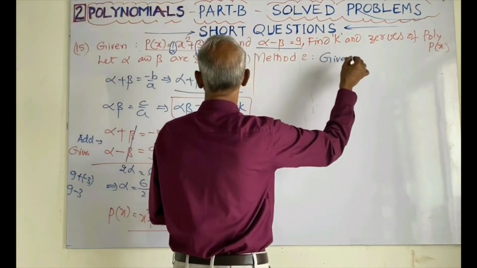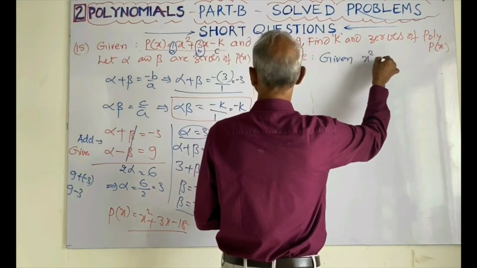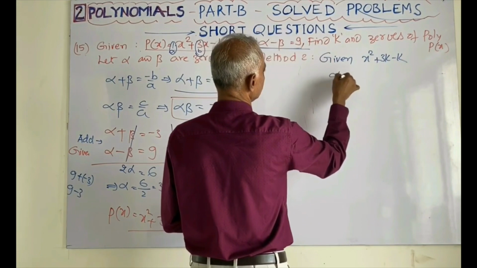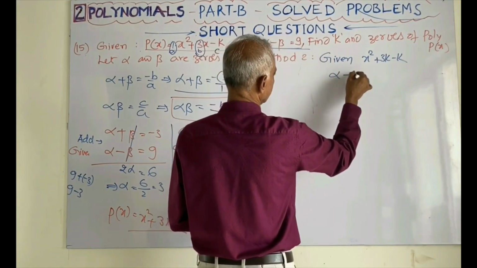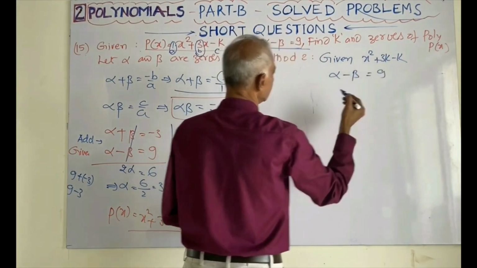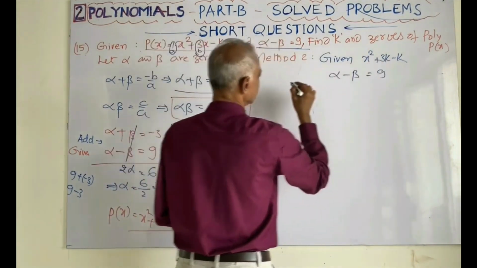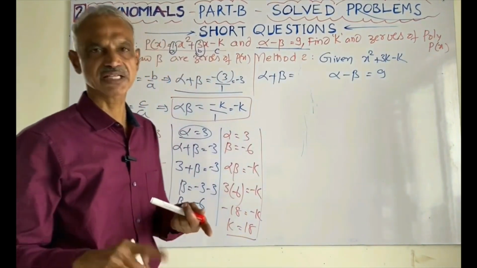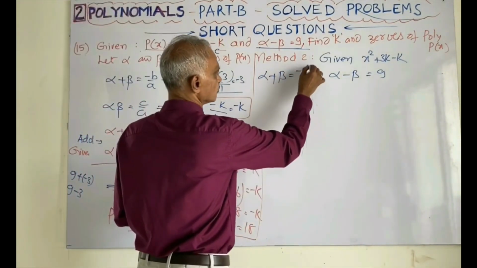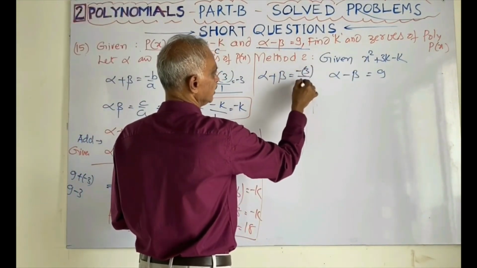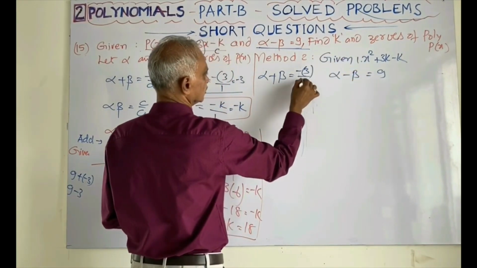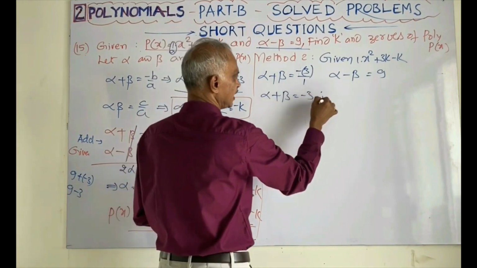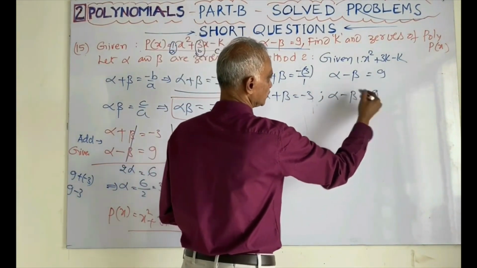Now, method 2. See, what is given here? Given x square plus 3x minus k, and also it is given alpha minus beta is equal to 9. See, from this one you can find out alpha plus beta. What is alpha plus beta? Minus b by a, what is b here? 3, a is 1. Alpha plus beta is equal to minus 3 and alpha minus beta is equal to 9.